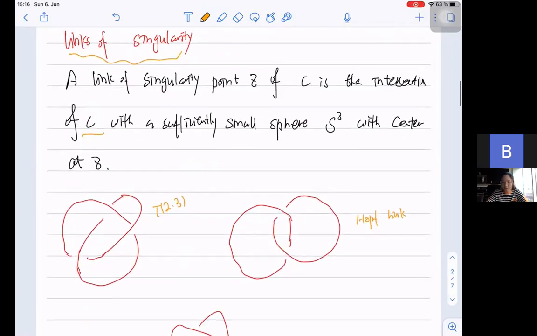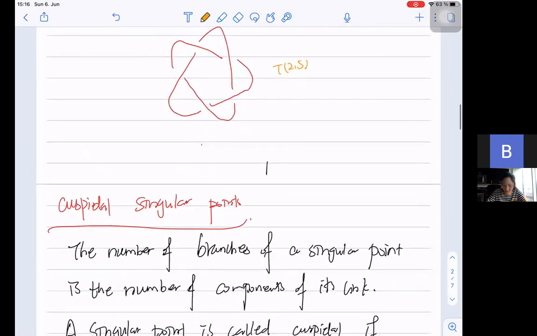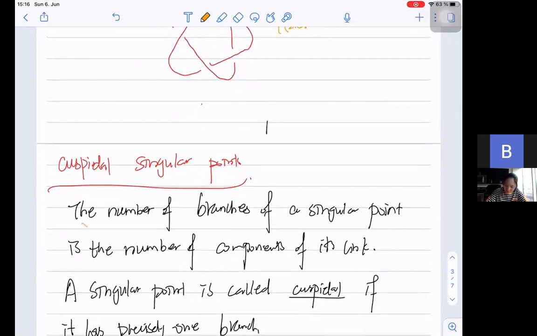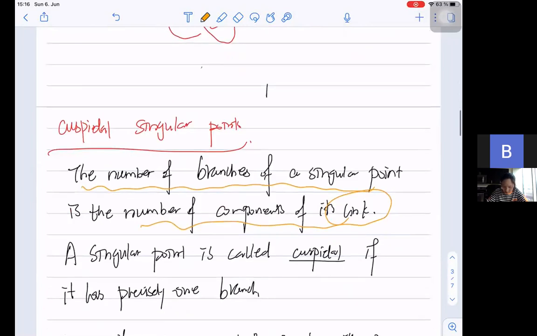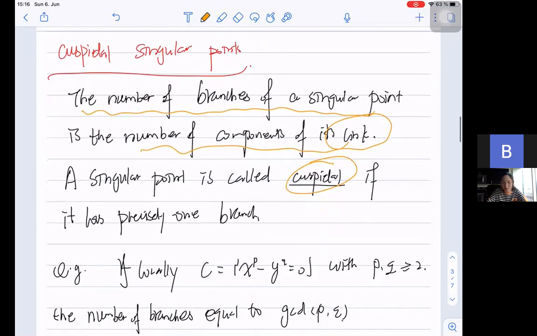Based on the different number of components of the link you get at each singular point, you can define the branches. The number of branches at each singular point is the number of components of this link. For example, if you get a knot, that's a one-component link, and the number of branches is 1. We call such a singular point a cuspidal singular point. Whenever we say we have a cuspidal singular point on this complex curve C, we mean it has only one branch, and the link of singularity is an algebraic knot. In general, you could have more than one component.